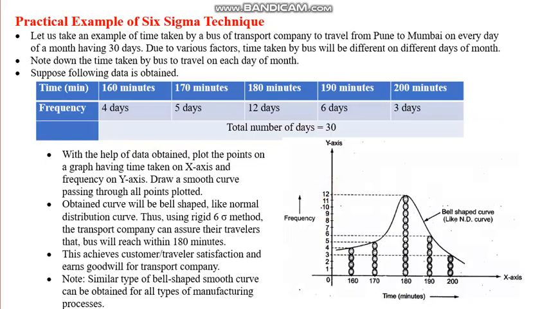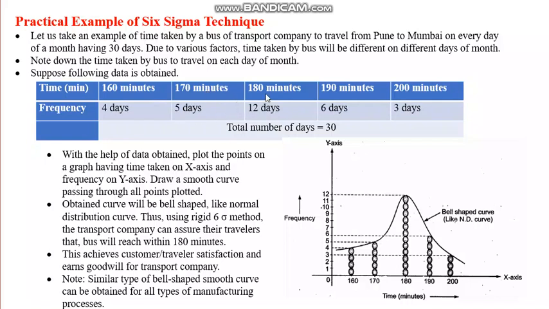Now here an example is given. Let us take the time taken by a bus transport company from Pune to Mumbai on every day of the month for 30 days. Due to various factors, the time taken by the bus will differ on different days, and we note down the time taken. Say four times the bus reached within 160 minutes, 5 times in 170 minutes.